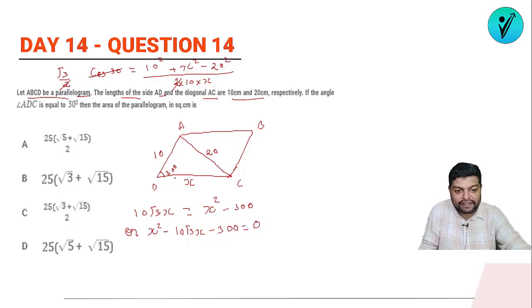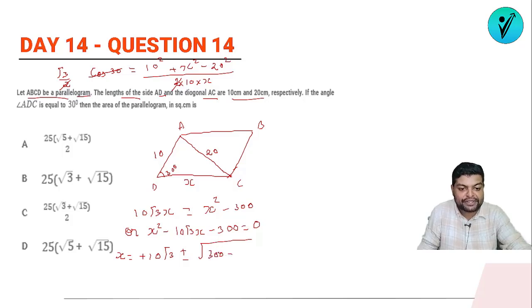This is the quadratic equation that we have got. Now if I solve this quadratic equation, I'll get the value of x. For that we'll be using the quadratic formula. What will be the value of x? x will be minus b, so minus b will be 10 root 3, plus minus under root of b square, that is 100 into 3, which is 300, minus 4ab.